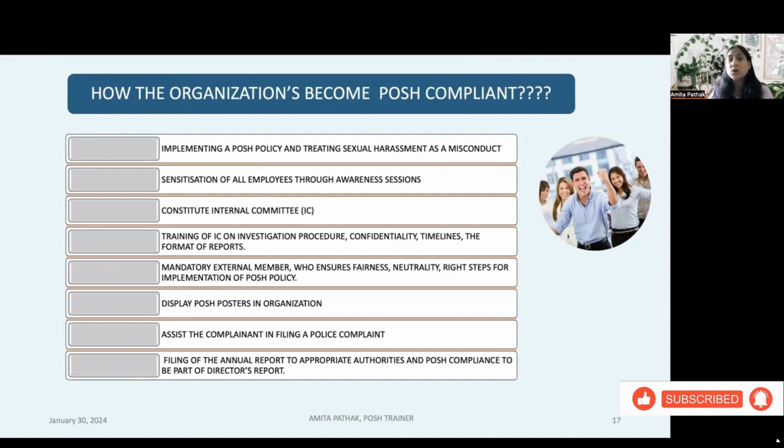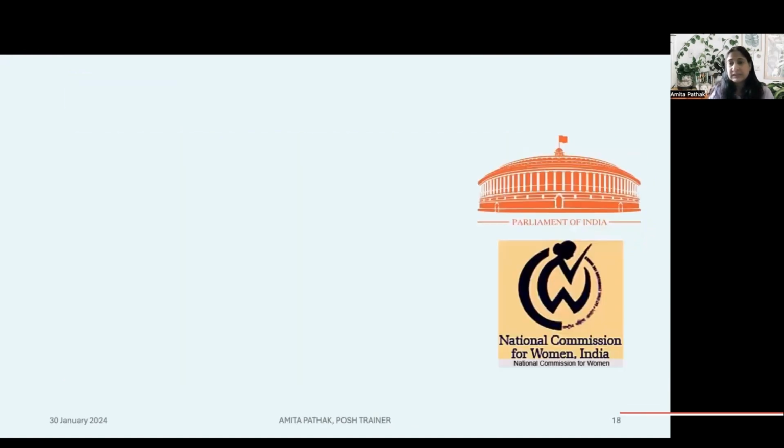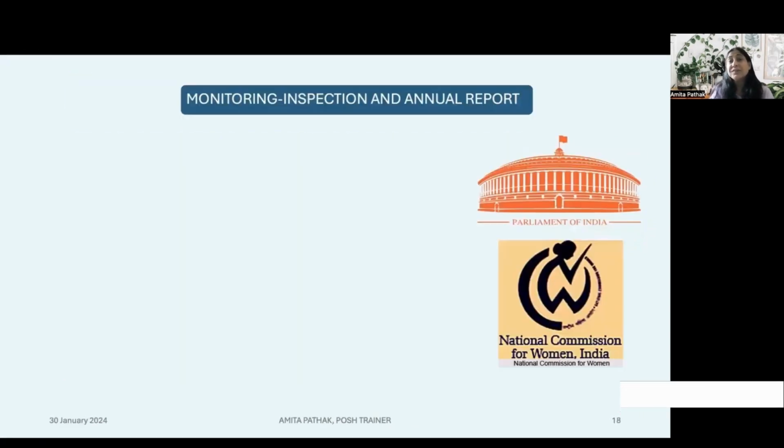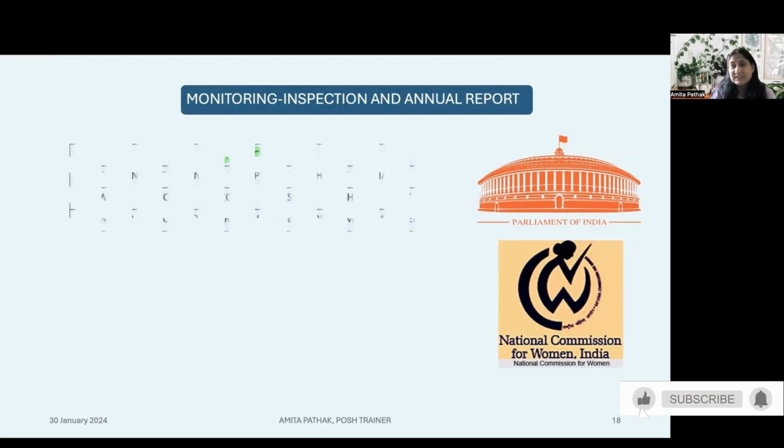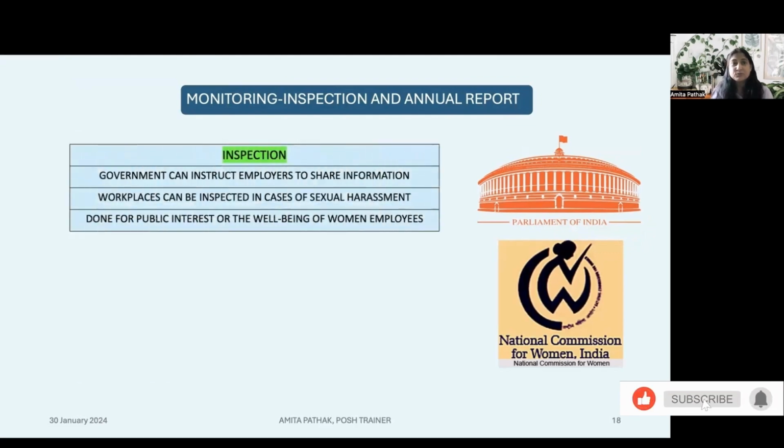So this is how the organization becomes POSH compliant. Let's move next. Monitoring, inspection, and annual report. Who will do the monitoring? As I told you in the earlier module 1, there is a POSH implementation structure from WCD central to WCD state, district officer, and WCD officer. So everything is monitored and inspected for the annual reports.